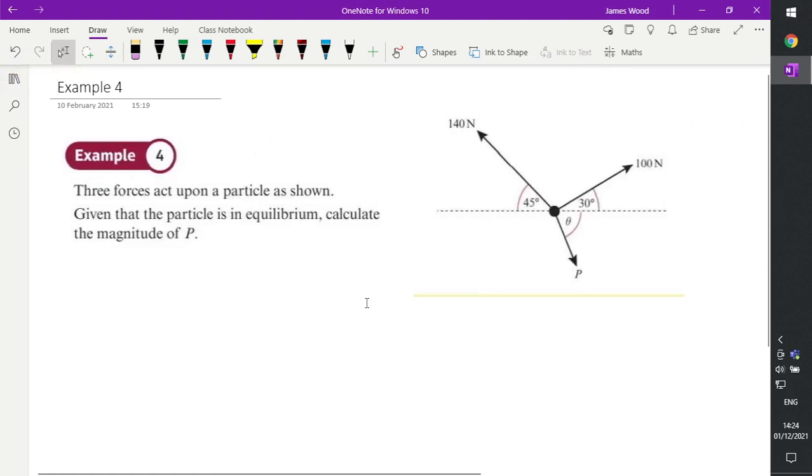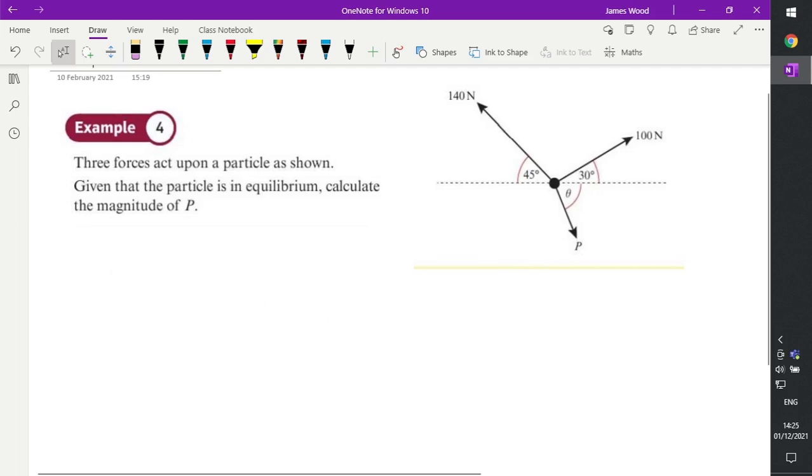Okay, here's another one. 3 forces act on a particle as shown. Given that the particle is in equilibrium, calculate the magnitude of P. So if it's in equilibrium, that means that the net force, the overall force, is 0. Basically, it is not going to accelerate in any given direction. So that means that the vertical forces must be 0, and it means that the horizontal forces must be 0. Okay, so it's not going to move up, down, or left or right.